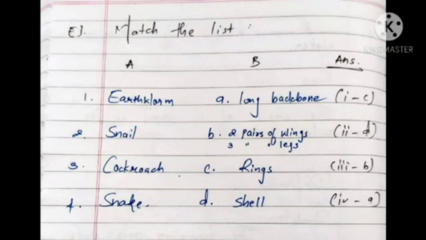Now moving towards match the list. In part A, first is earthworm, second snail, third is cockroach, and the fourth one is snake. In part B, first one is long backbone, second is two pairs of wings and three pairs of legs, C is rings and D is shell. Answer is: first will match with C, second with D, third with B and fourth with A.